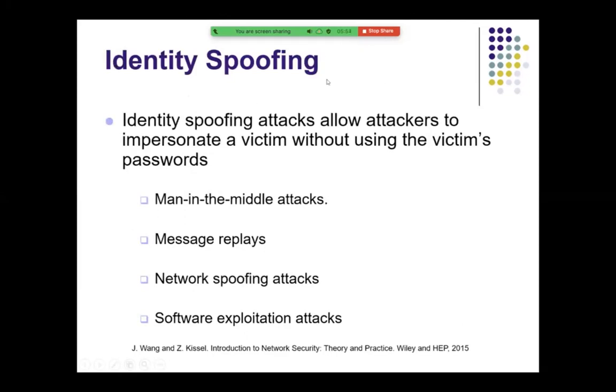The other network security attack is identity spoofing. Identity spoofing attacks allow attackers to impersonate a victim without using the victim's passwords. Okay, so some of these attacks include man-in-the-middle attacks, message replays, network spoofing attacks, and software exploitation attacks, so these attacks are also referred to as buffer overrun or buffer overflow attacks.